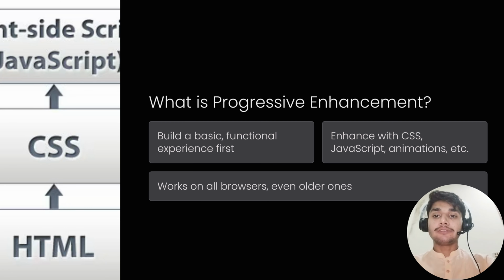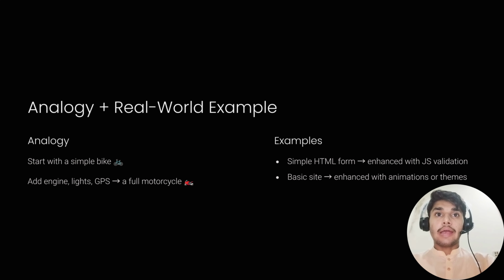With progressive enhancement, you start with core content HTML that works anywhere. Then you layer on styling, interactivity, and animation for modern browsers. It's about making sure everyone gets access no matter their devices. Just like adding features to a bike, you enhance your website. Start with the working version and then add fancy features, but only for browsers that can support them.